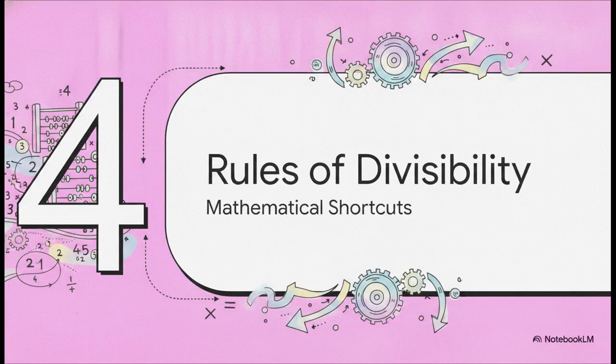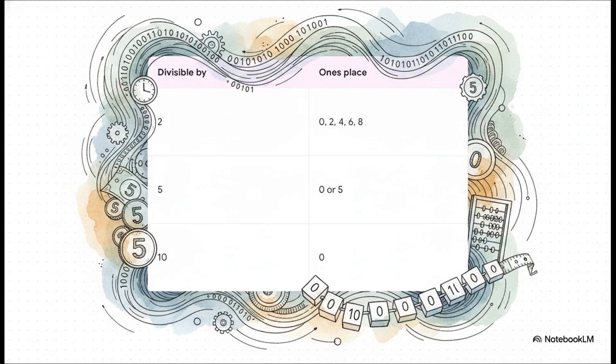Section 4. Rules of divisibility. Mathematical shortcuts. Think of these rules as literal mathematical cheat codes. Because of how our base 10 place value system works, you don't always have to do the grueling long division to know if a number can be evenly divided. You often just have to glance at the very last digit, the ones place.